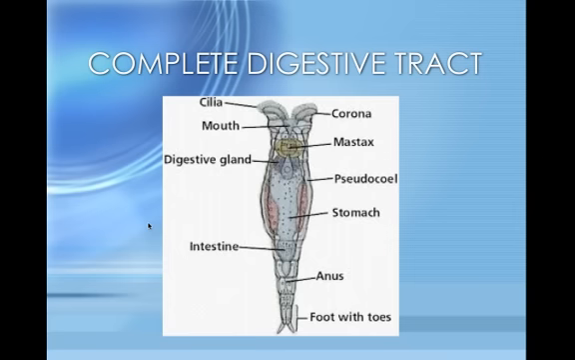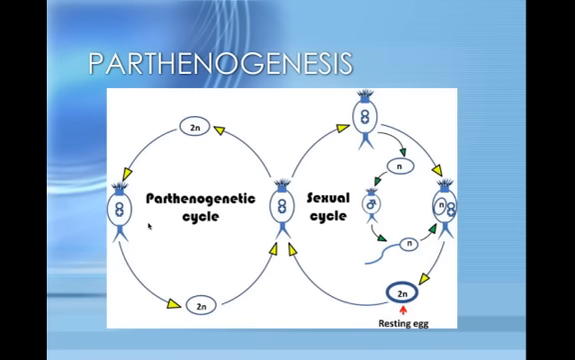Some rotifers reproduce via parthenogenesis. Parthenogenesis is when females produce females from unfertilized eggs. It is a type of asexual cloning.